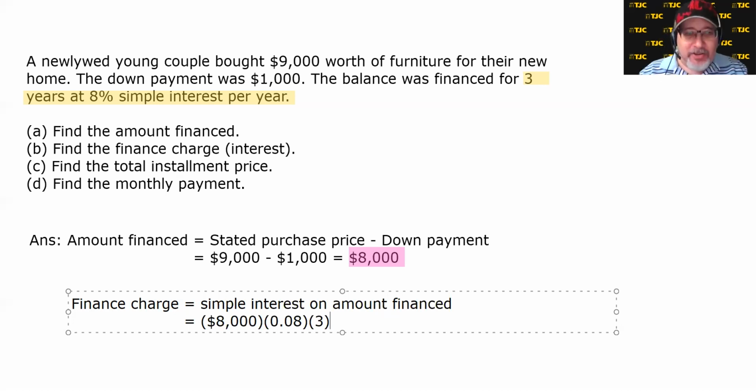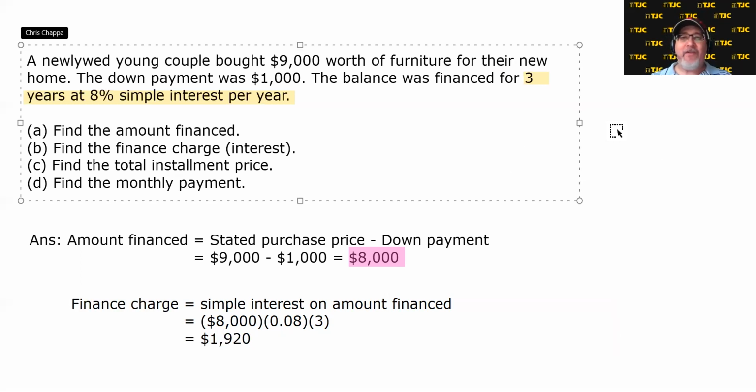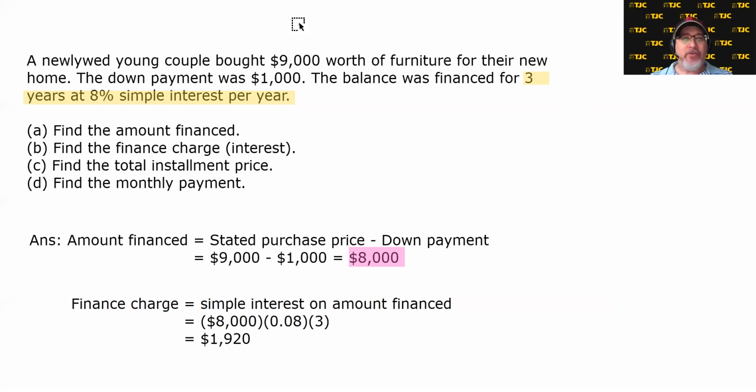I shouldn't need a calculator, but I don't want to do it in my head and waste time if something goes astray. The interest, that seems like a lot. Let's try it again. 8,000 times 0.08 times 3. Nope, that's right. The simple interest on this is $1,920. So this is the amount extra they would pay for the privilege of financing this over 3 years. Let's highlight that answer.